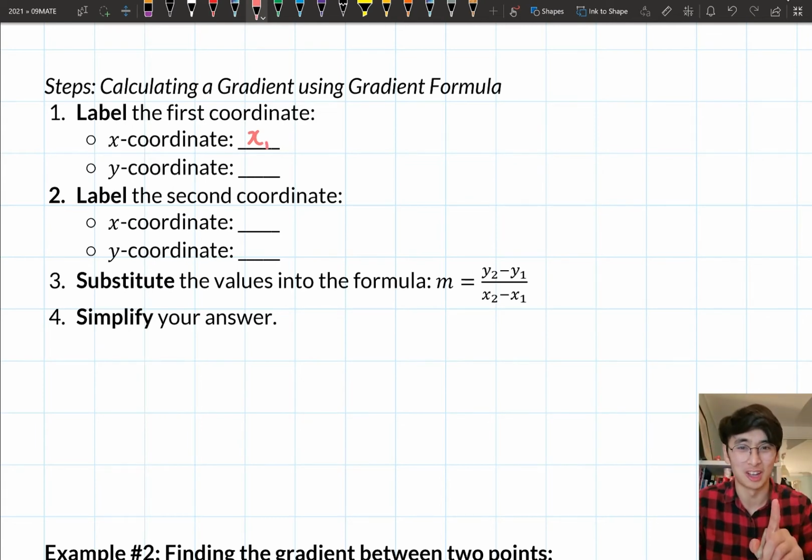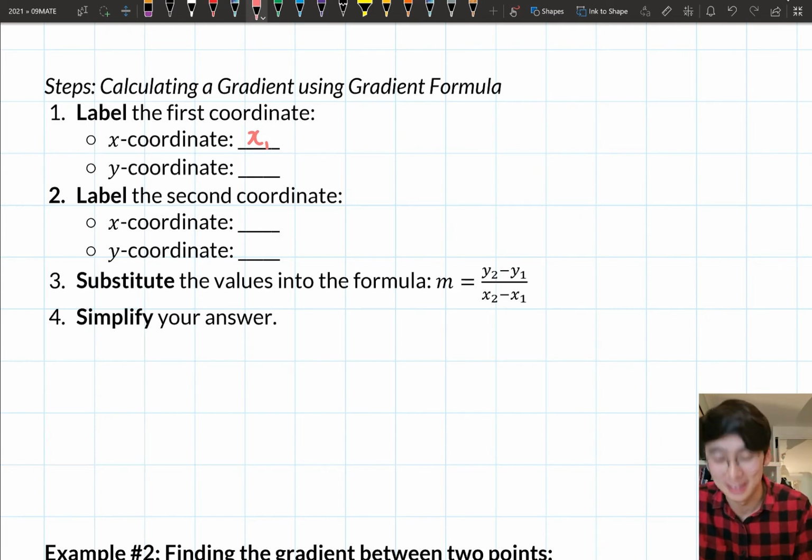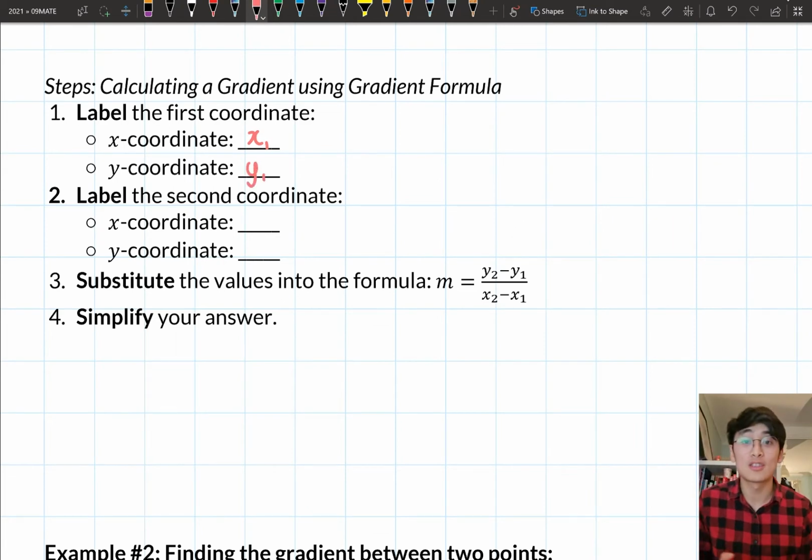I'm saying the word coordinate a lot, aren't I? Well, we're going to have to deal with it. And the second thing is I'm going to call the y coordinate of that point y1. So this is just labeling. This is the x coordinate of my first point, and this is the y coordinate of my first point. And then once we've done that, we're going to do the exact same thing, but for the second one.